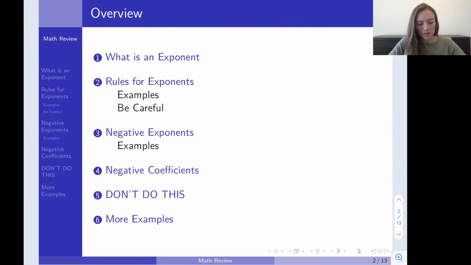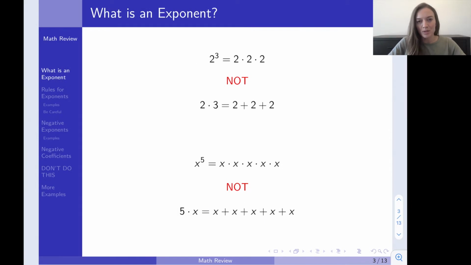Okay, so the first thing I want to do is just quickly go over what an exponent actually is. An exponent is something multiplied by itself. So 2 to the third is 2 times 2 times 2. So you're multiplying 2 by itself 3 times. It's not obviously 2 times 3, which would be 2 added to itself 3 times. And the same thing goes obviously for variables like x or y, whatever you have. X raised to the 5th power means you're multiplying x by itself 5 times. You're not adding x.